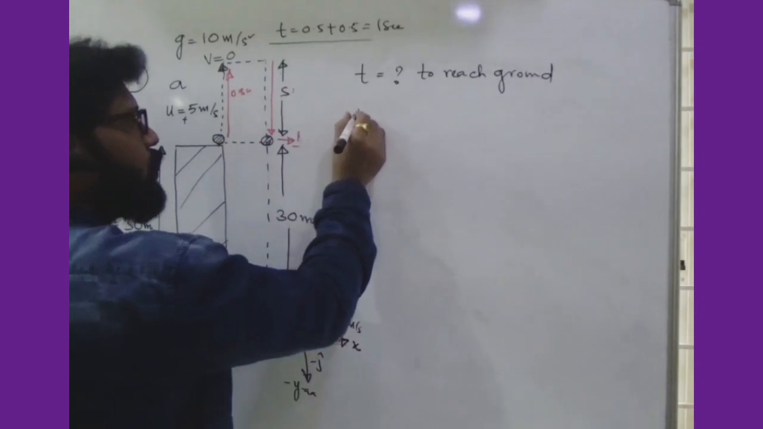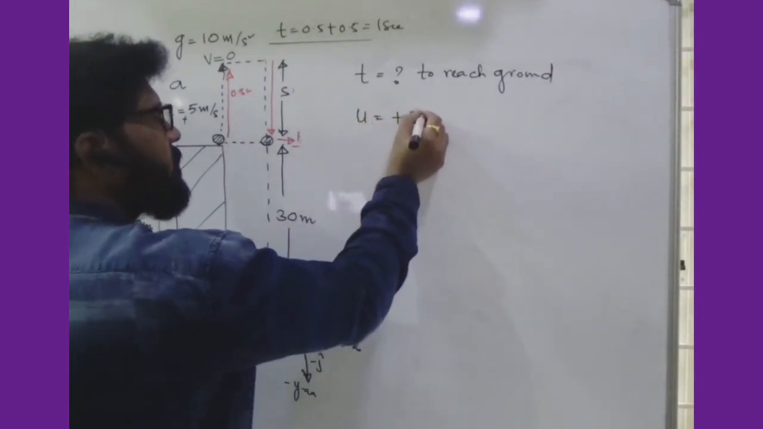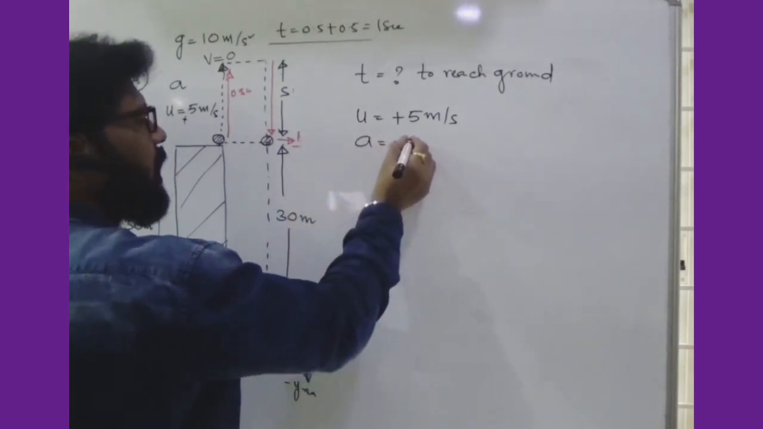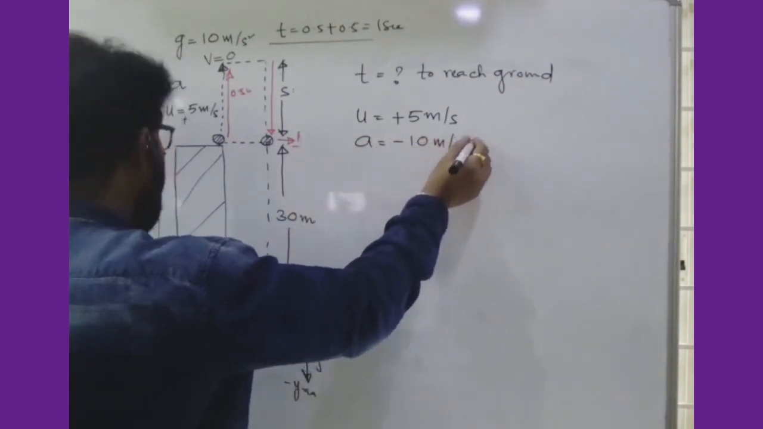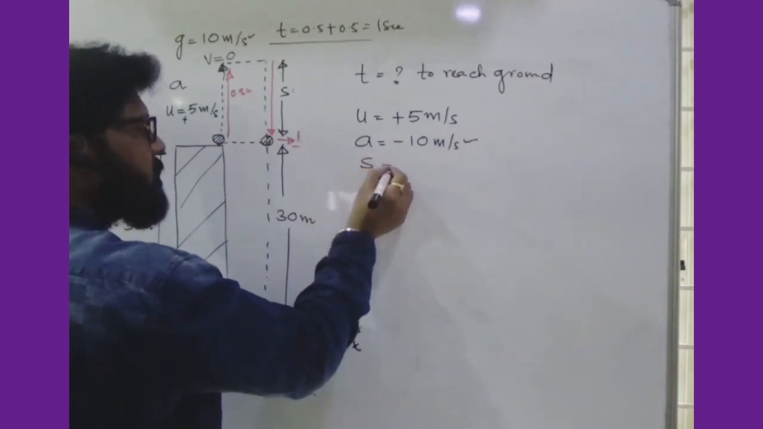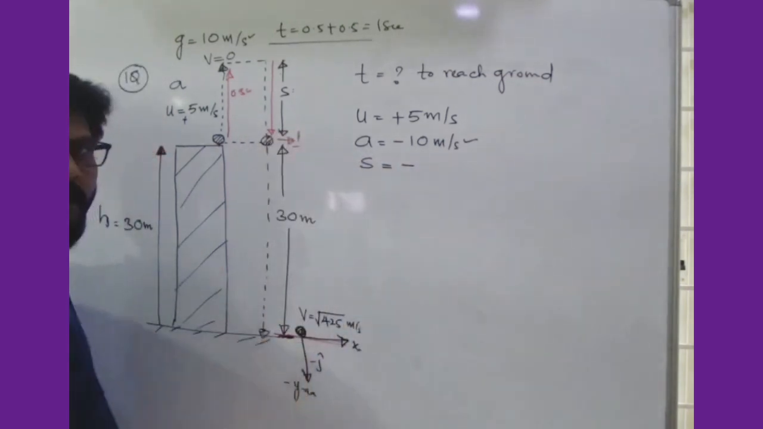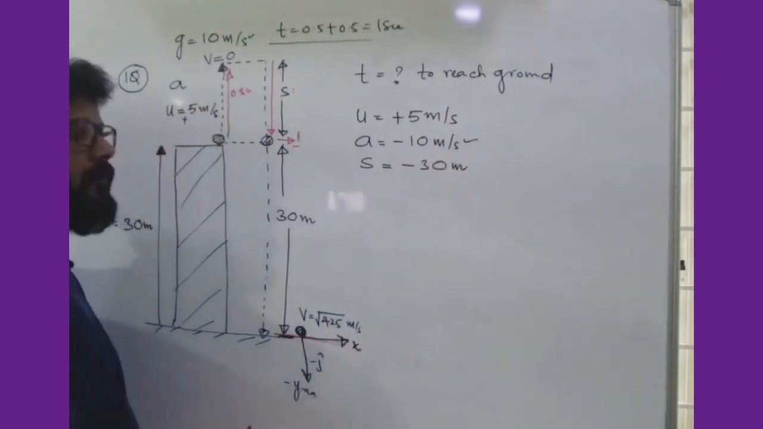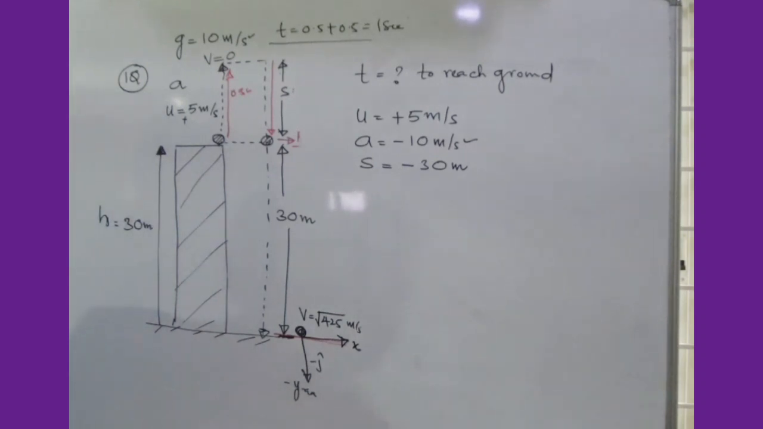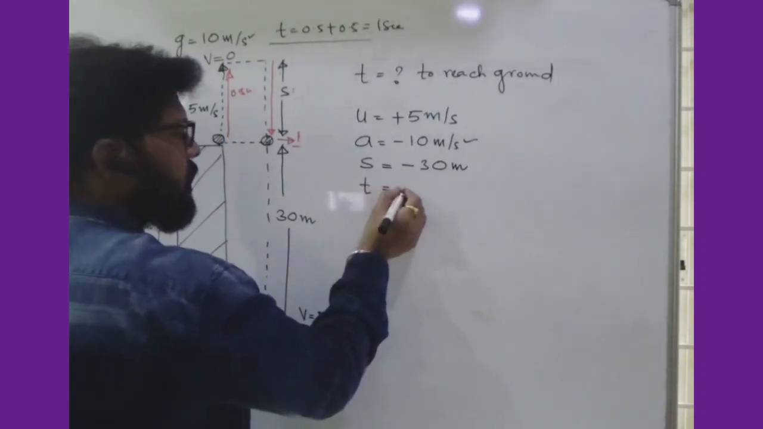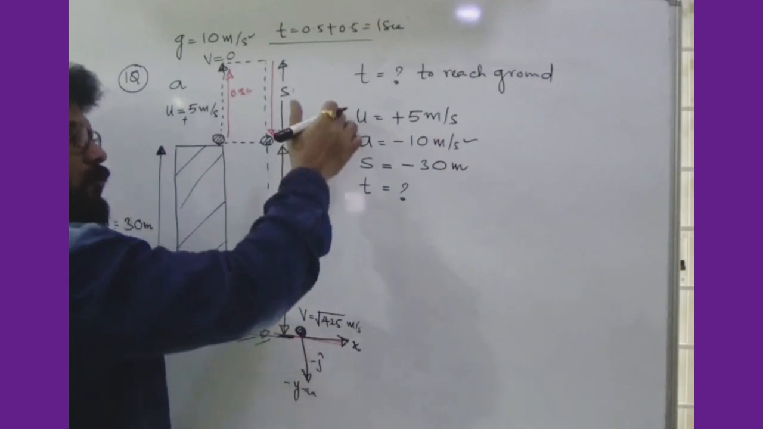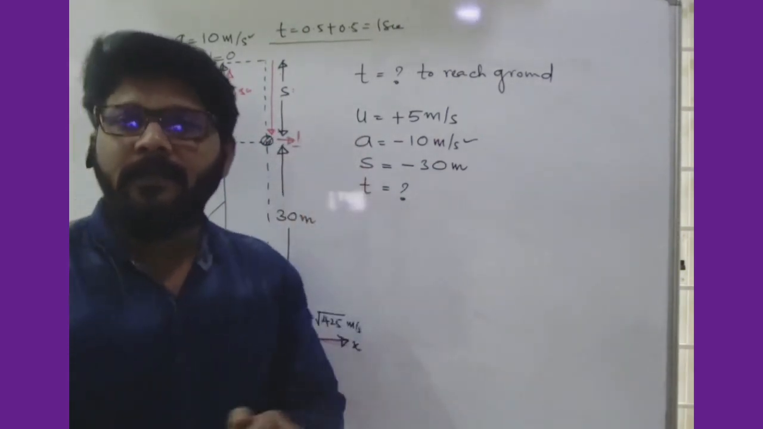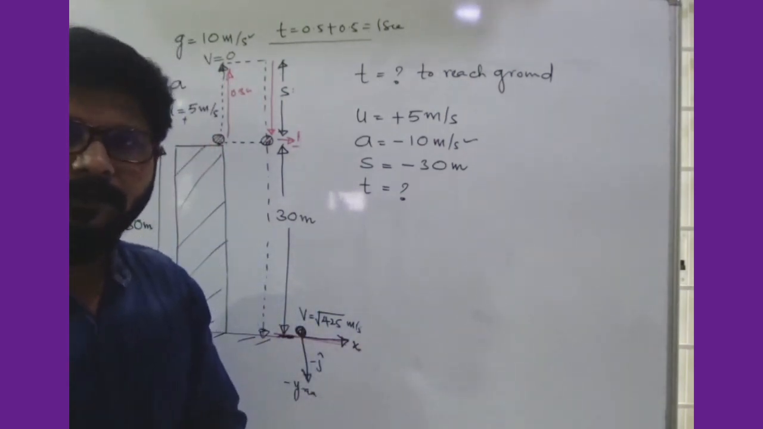So what is there? U is equal to, as it is going in the upward direction, plus 5 meter per second. Acceleration is minus 10 meter per second square. The height of the tower is the displacement, and as it is coming in the downward direction, it is minus 30 meters. So what we require is the time t. What is the connectivity of these parameters with an equation?